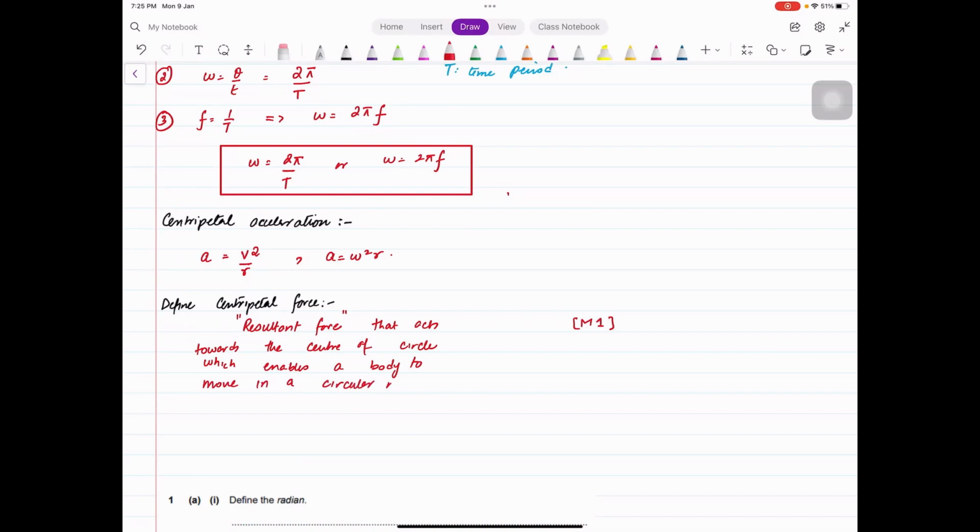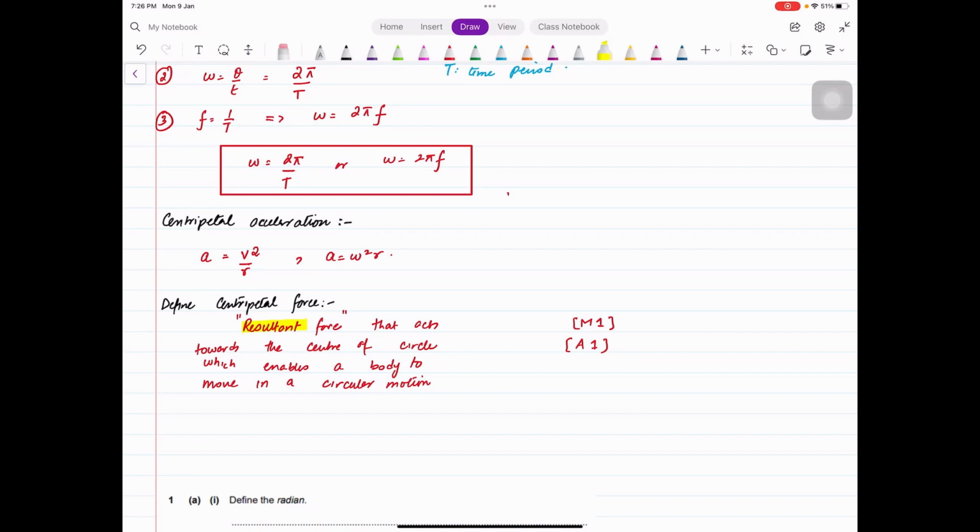All right, this definition. If you just write force that acts towards the center and everything is right, and you've not written this particular word, it means that you will not get credit for the whole definition. Is that clear? So it's so important to write resultant force. That's why I've highlighted it. Is that clear, everyone?